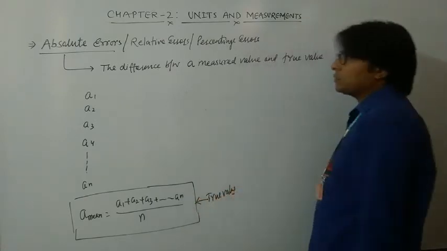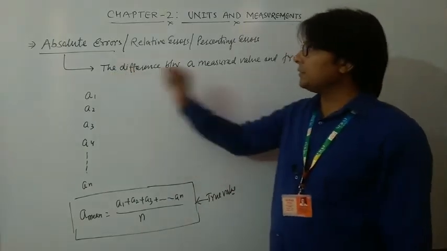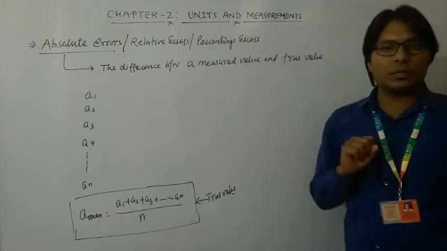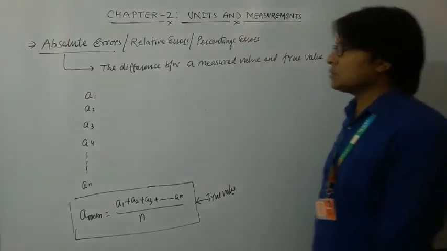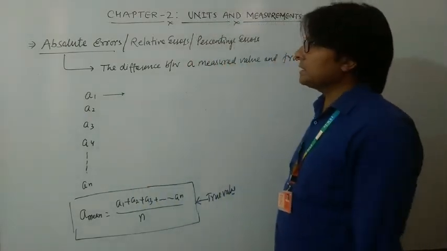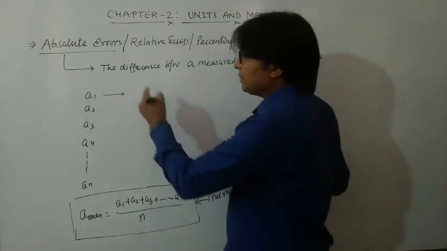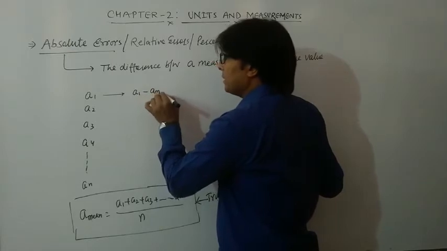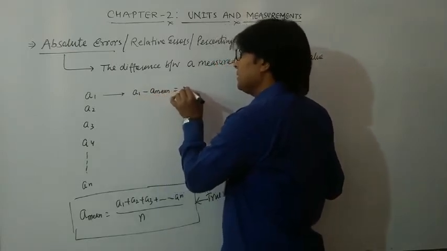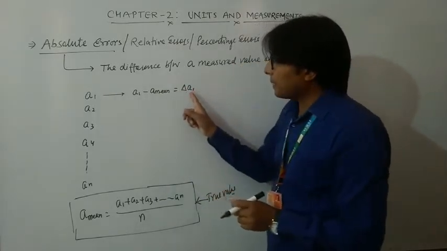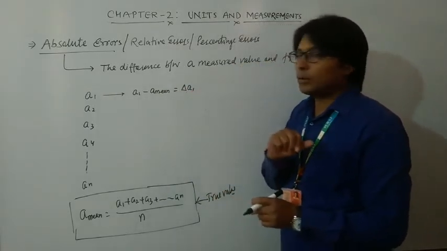So now according to the definition of absolute error, the difference between a measured value and true value is known as absolute error in that measurement. So let us talk about the very first reading. The very first reading is A1. So what is the difference between these two values? You will say that it will be A1 minus A mean, and it is represented as delta A1, the absolute error in the very first reading or A1 observation.